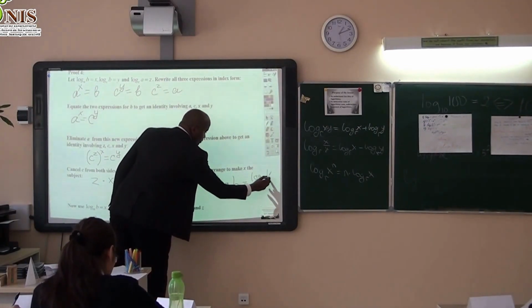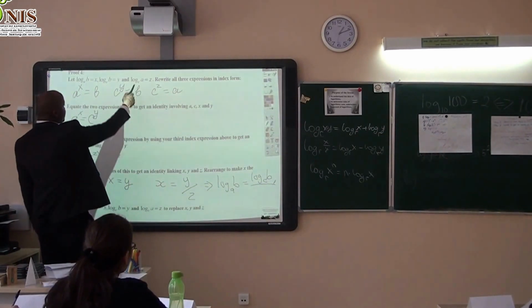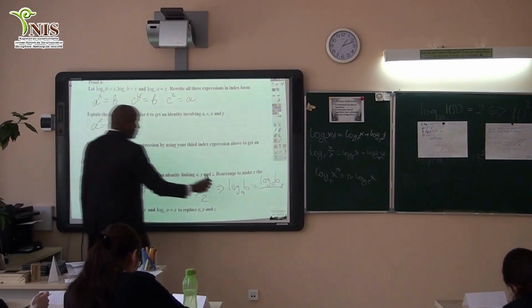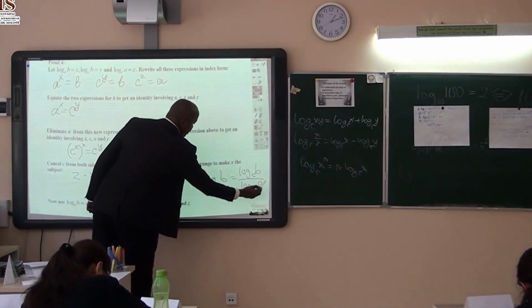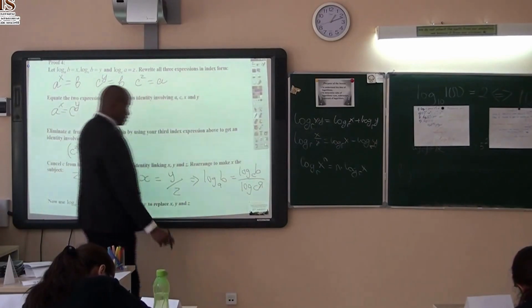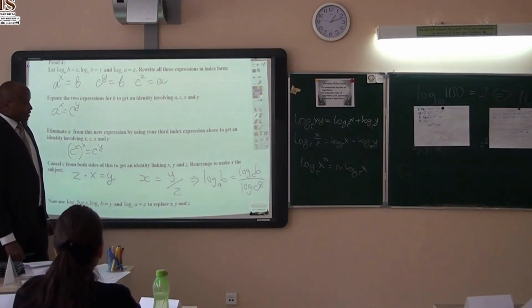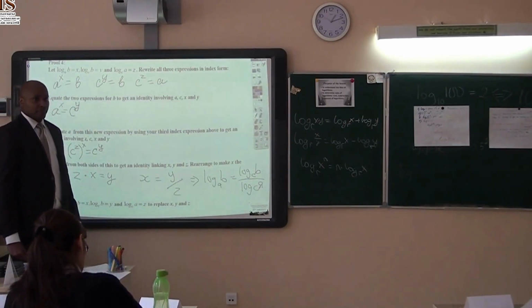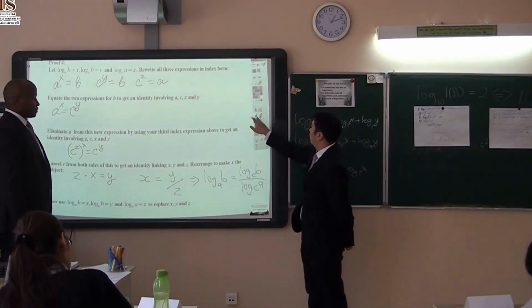And what is z? The logarithm of a to the base of c. Correct. Okay? And we call this the change of base. Yes, and this is the fourth property of our lesson today. Please write down this fourth property.